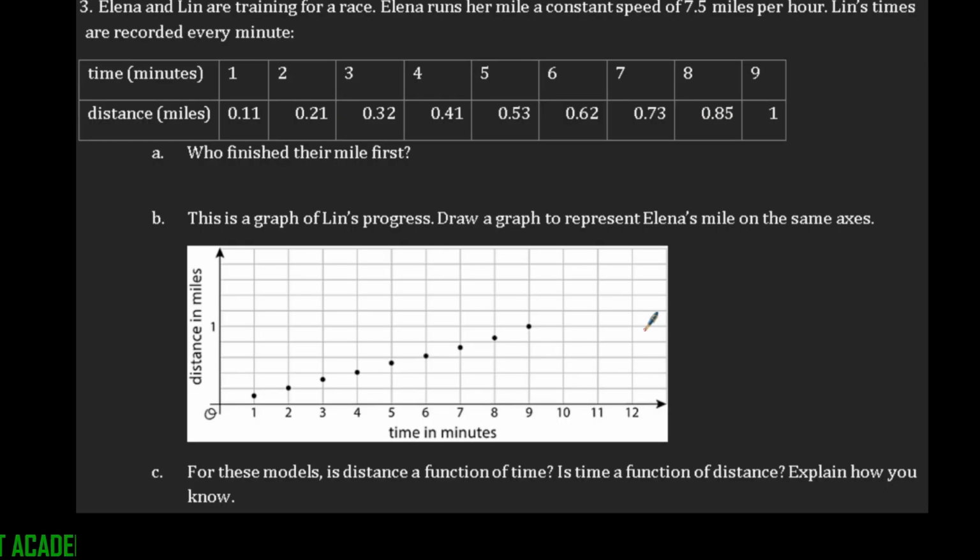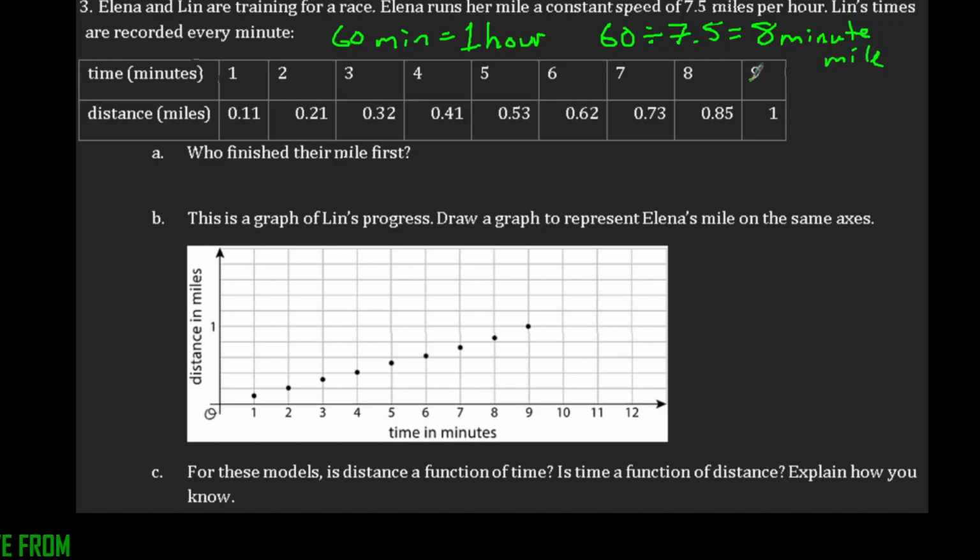For the third part, it says Elena and Lynn are training for a race. Elena runs her mile at a constant speed of 7.5 miles per hour. And if you actually try to solve that, well, there's 60 minutes for every 1 hour. And so you could say 60 divided by 7.5 gives you 8. And so we're going to say 8-minute mile. That's going to be Elena's pace.